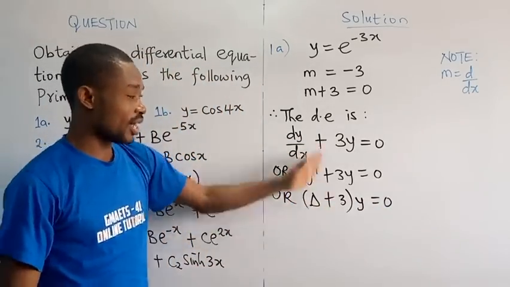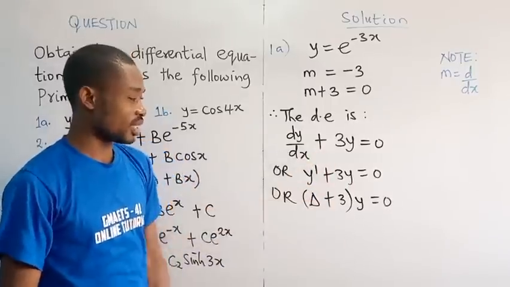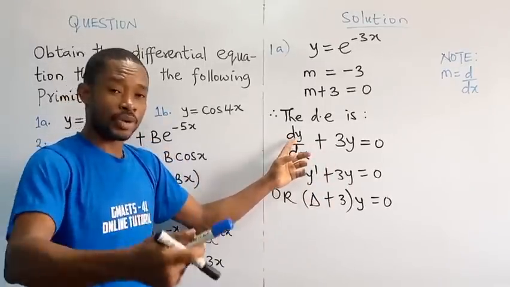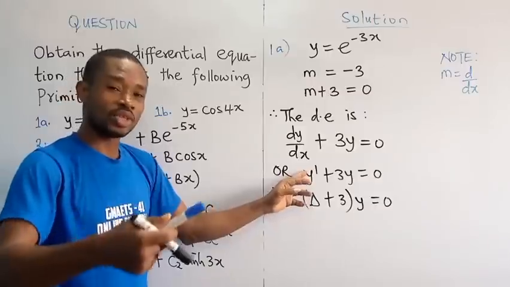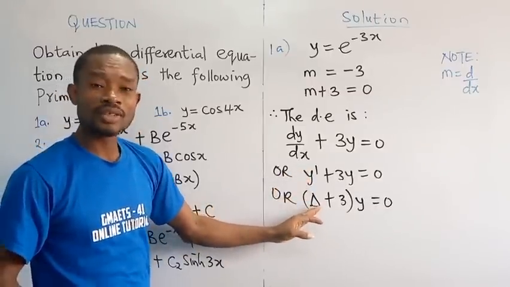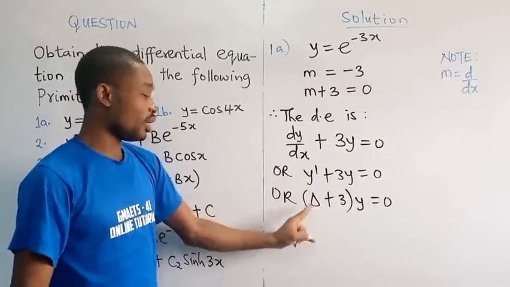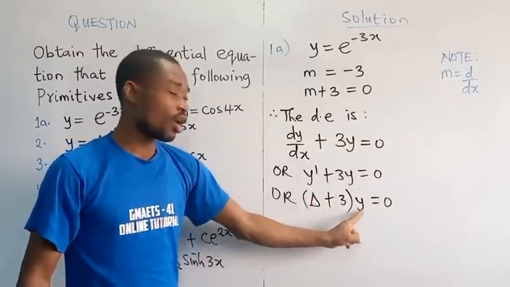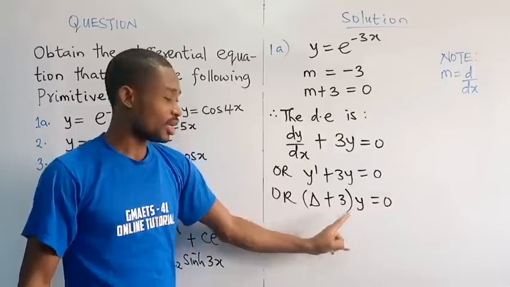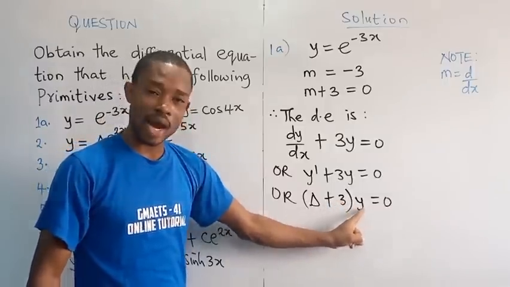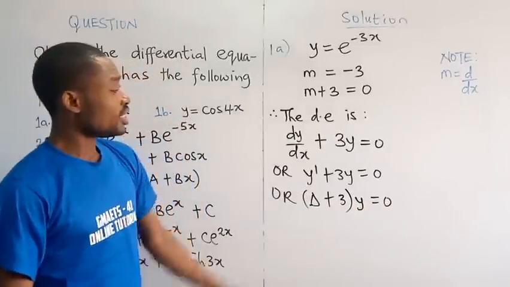These are various ways that a differential equation can be presented. Using the D operator itself, or using the prime notation, or using capital D. This is read to mean the first derivative of the dependent variable y plus 3y equal to 0. So the DE is any one of these.